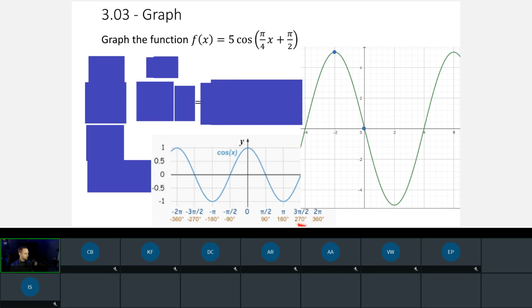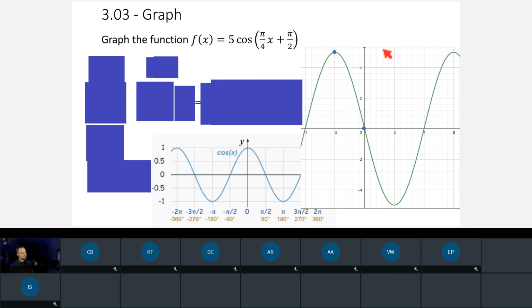All right, we're almost done. Graph the function y equals 5 cosine of the quantity pi over 4x plus pi over 2. Oops, I meant to cover the graph up. This is the answer. Whoops.